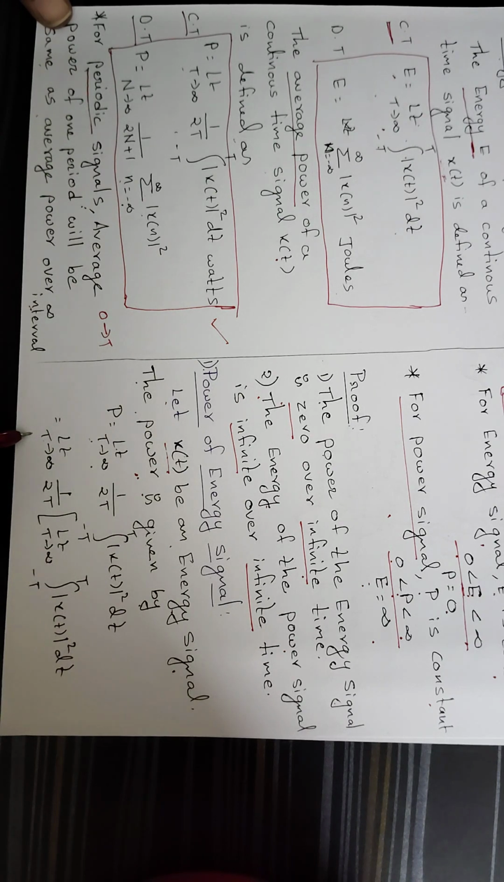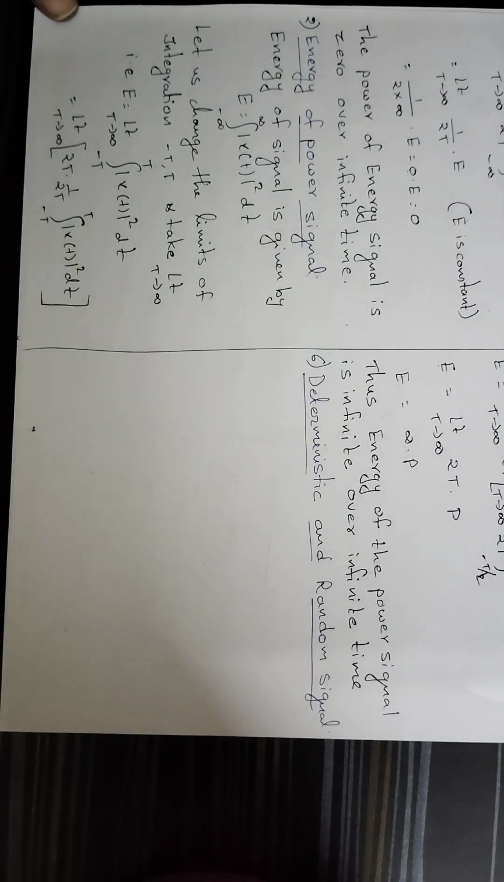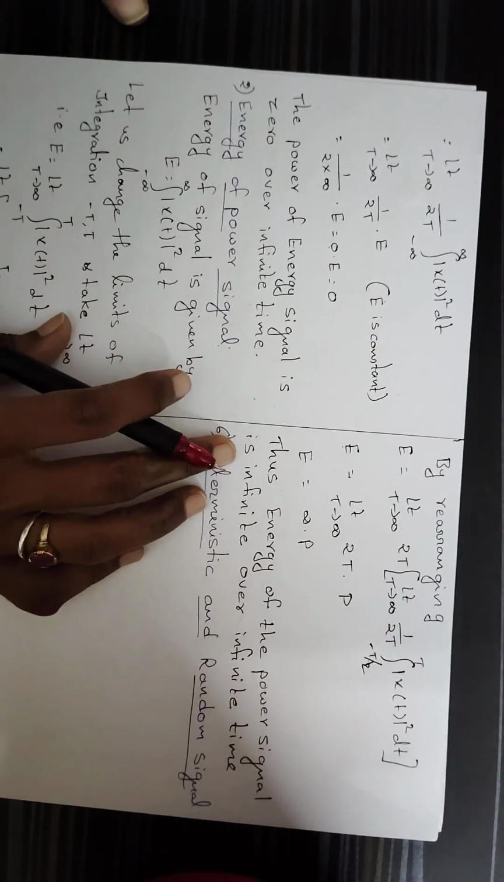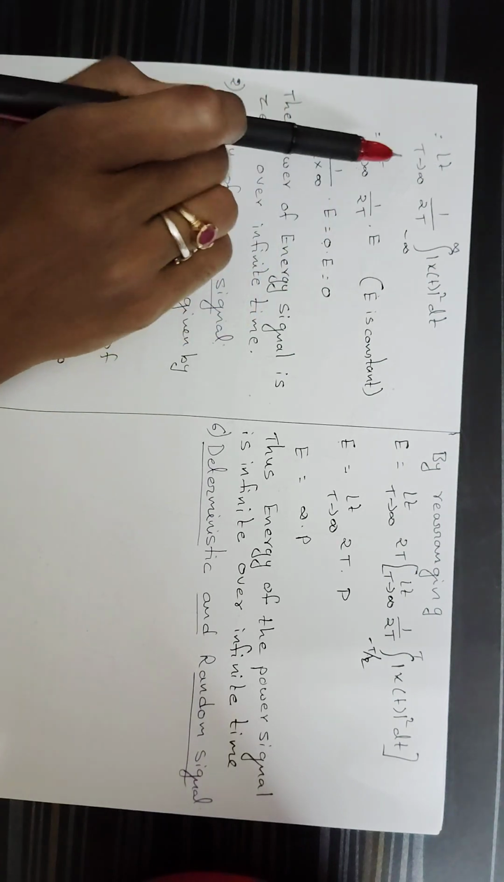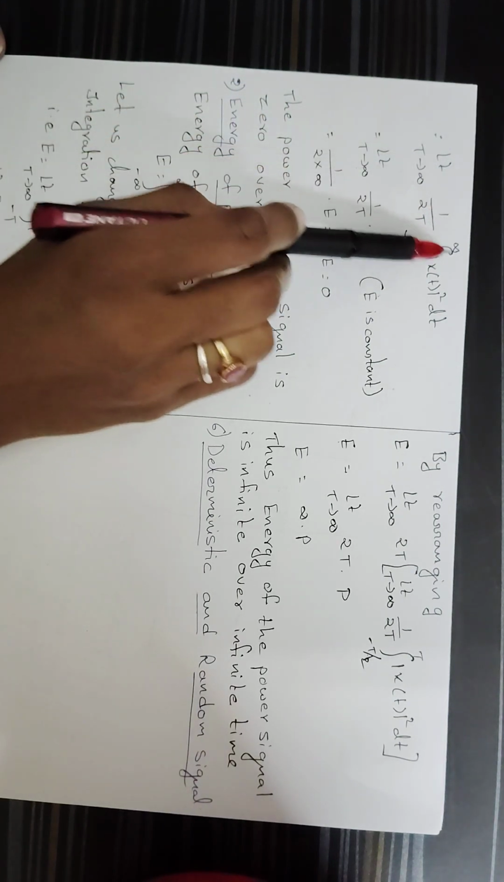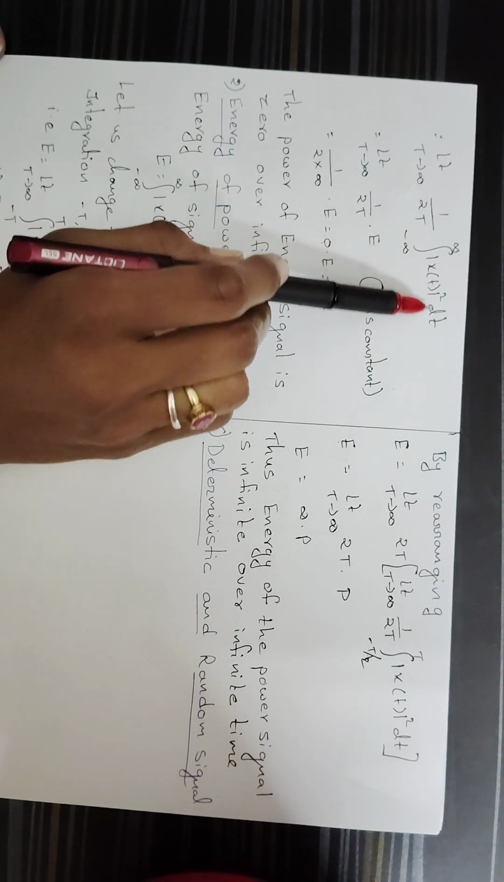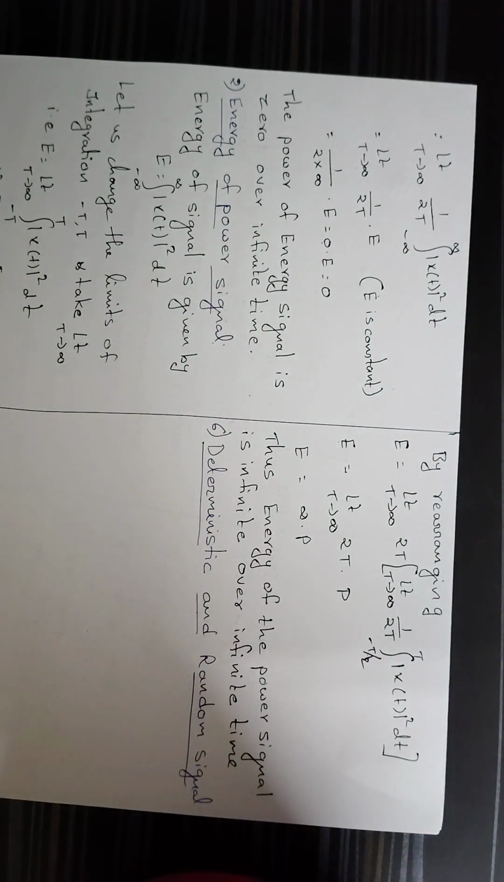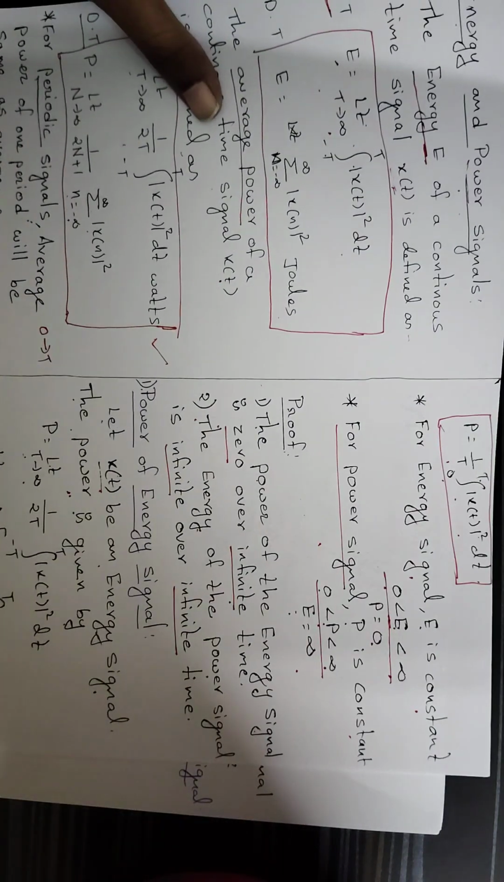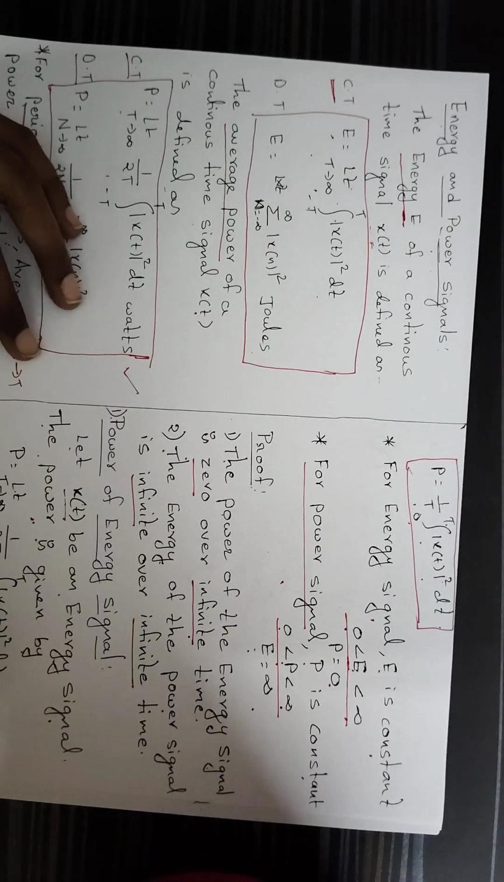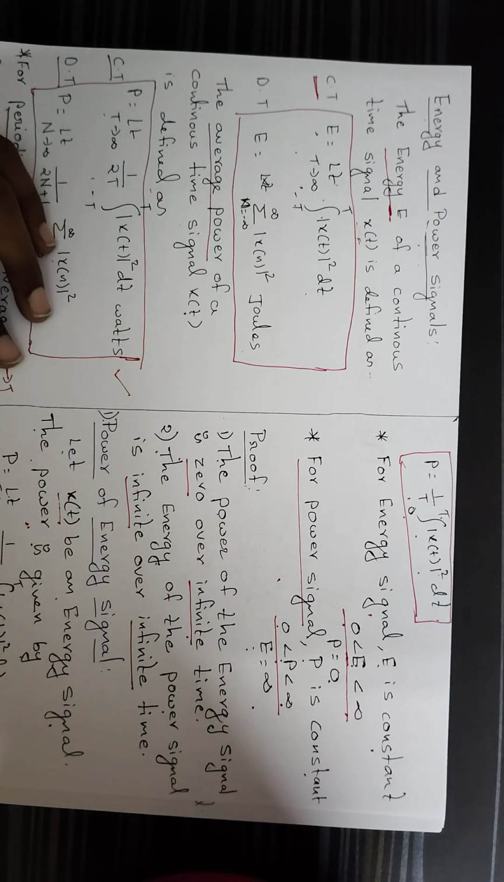So that means here the limit t tends to infinity 1 by 2t of, again, limit t tends to infinity integration of the remaining part. Now here the limit t tends to infinity 1 by 2t integration from minus infinity to infinity mod x of t whole square into dt. That means here we are taking a power signal, right? So this is a power signal. So here we are changing the limits. So here t tends to infinity.